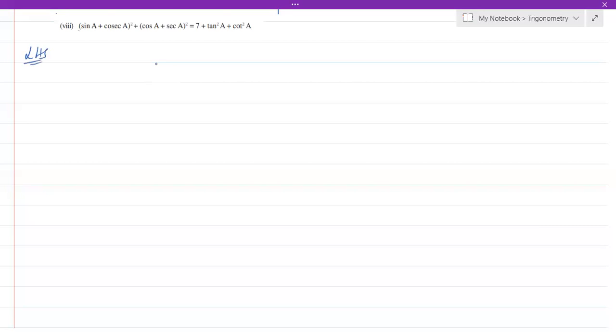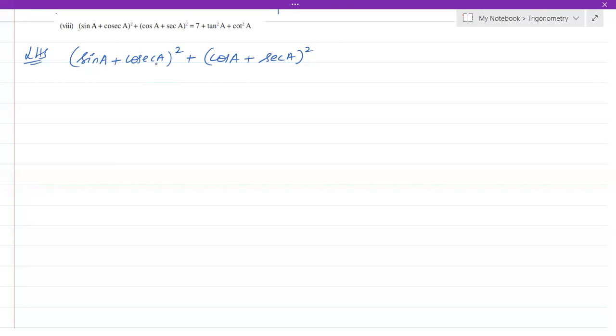Let's take LHS. Here LHS is (sin A + cosecant A)² + (cos A + secant A)². Okay. Now, as usual, we have to check if there is any identity. As you can see, there is no trigonometric identity here. Therefore, we have to convert everything into sine and cos.